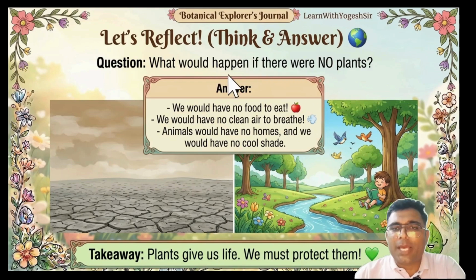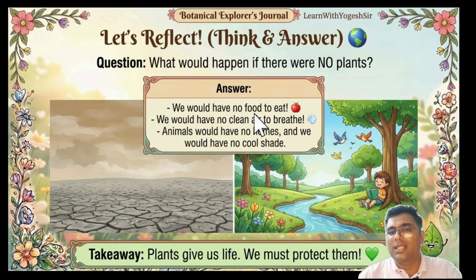Next is, what would happen if there were no plants? If there were no plants, we would have no food to eat, because all of the food we get, directly or indirectly, comes from plants. We would have no clean air to breathe. All of you know that we inhale oxygen, and the oxygen in the air comes from plants.